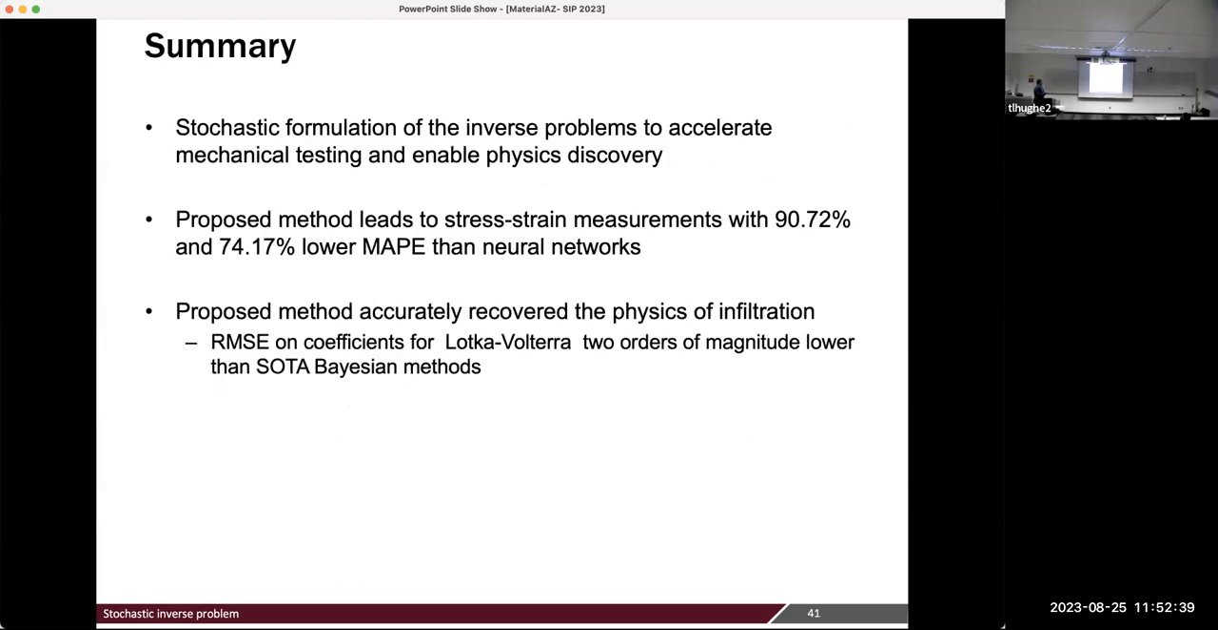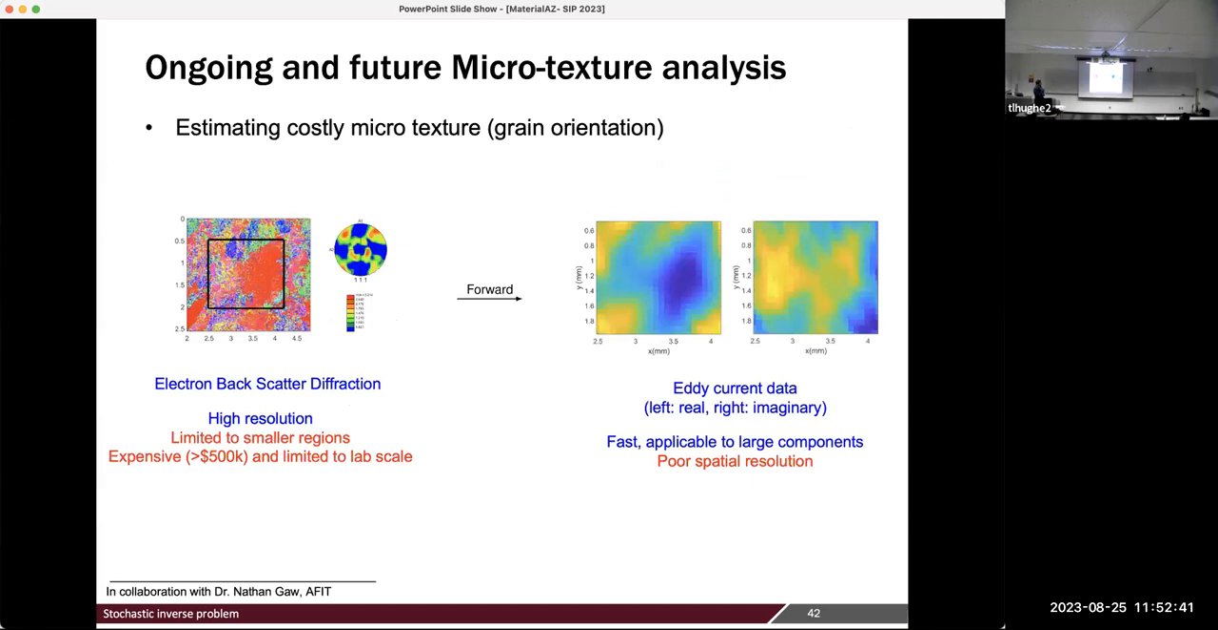Before I end, I do want to spend some time on some of the interesting problems and some of the things that I've been doing with Ankit here. So the first problem, I think I already mentioned this, is the microtexture problem. This is with a colleague at the Air Force. What they're really trying to do here is, these EBSD measurements are costly. So they developed techniques that are much faster. They're called eddy current testing. You can do eddy current testing on large components.